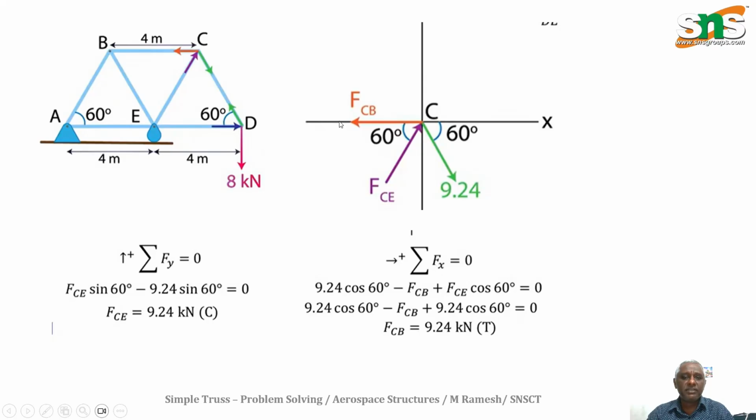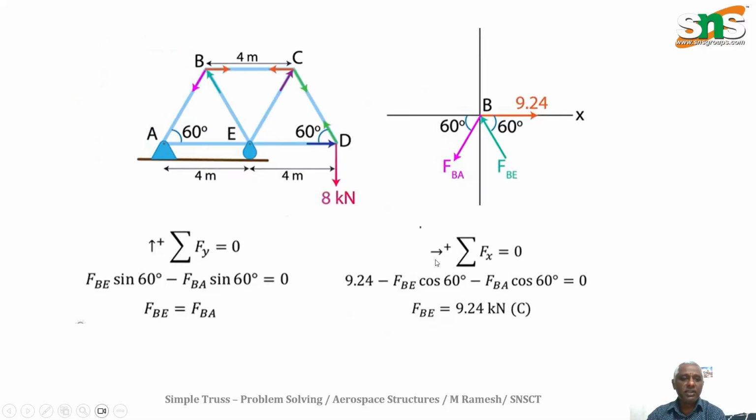Now taking towards right as positive, we have FCB, and these two inclined forces are resolved into horizontal components of cos 60. Both go towards the right, which is positive. You can get FCB as a positive 9.24, which is a tensile force.